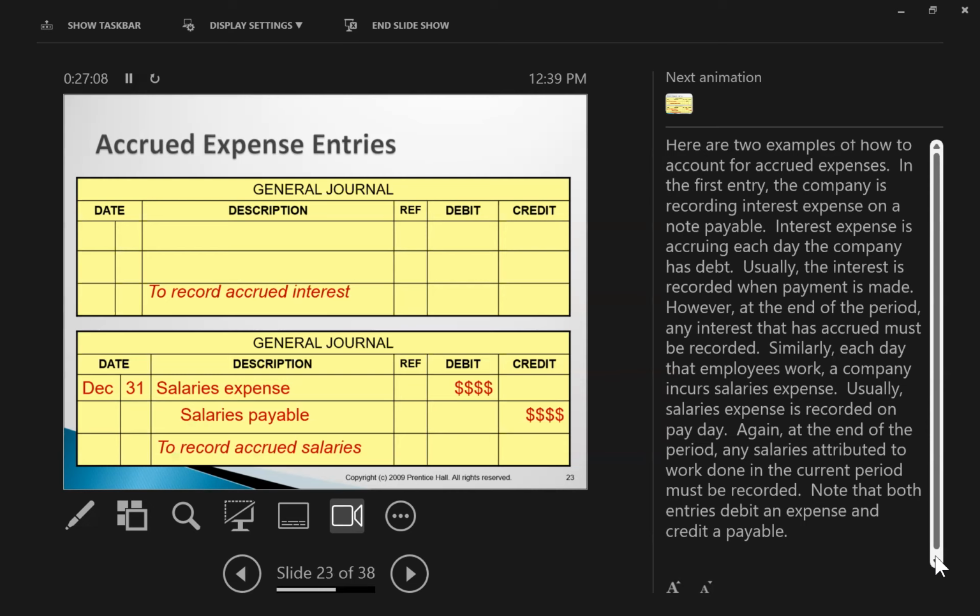The accrual basis says that we have to recognize the portion that's been earned or incurred now. So that would mean that we have to recognize one week's worth of salary expense, even though we're not paying it until the following month when the two week pay period is over.